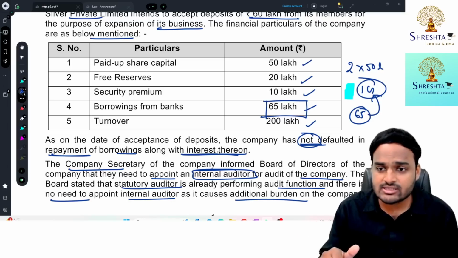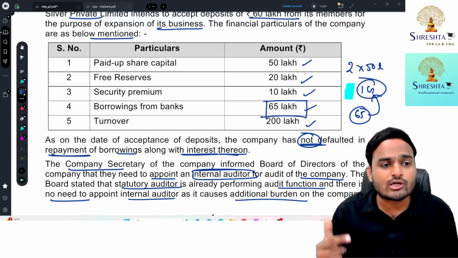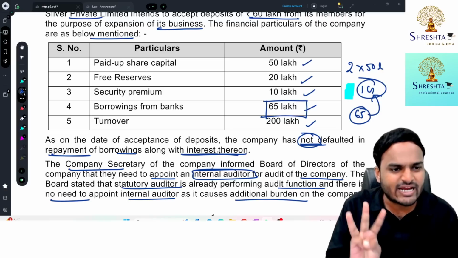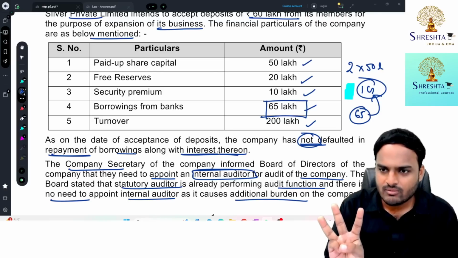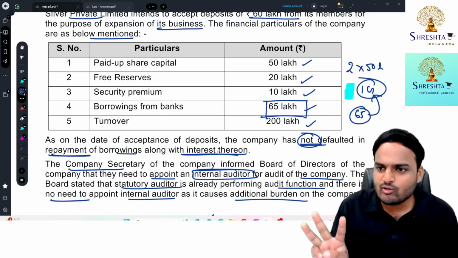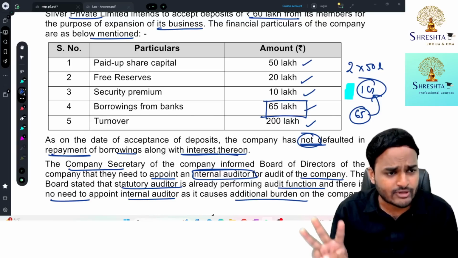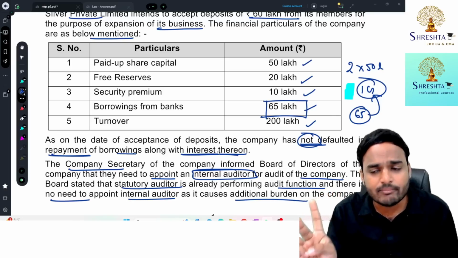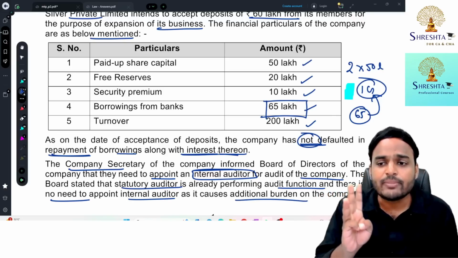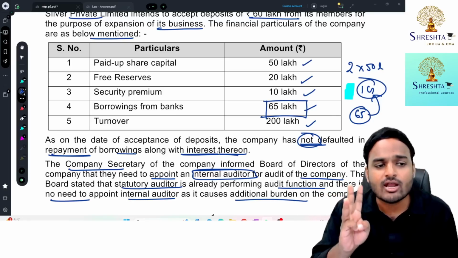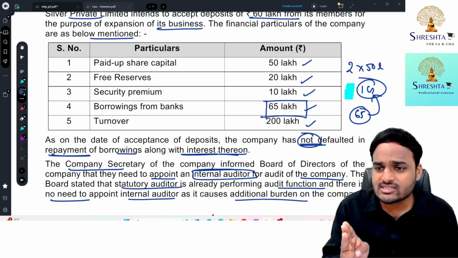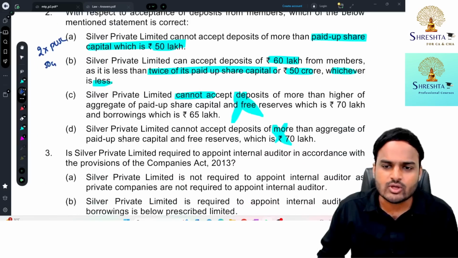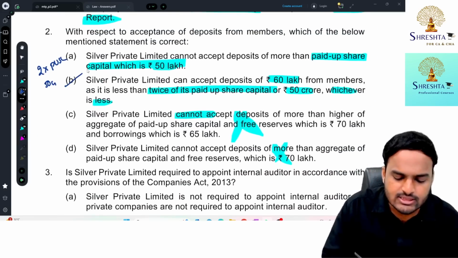And one more condition is there. The company should be neither an associate nor a subsidiary of another company. So any private limited company satisfying these three conditions: one is total borrowings less than twice its paid up share capital or 50 crores, whichever is less; second, neither a subsidiary nor an associate company of others; and third, the company has not defaulted in repayment of borrowings along with interest thereof. If these three conditions are satisfied, then such a private company can accept deposits even without limit. So accordingly, option B is the correct answer.